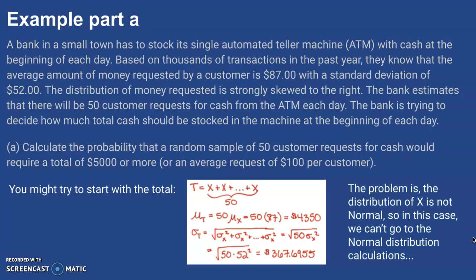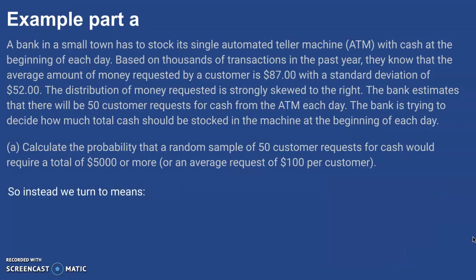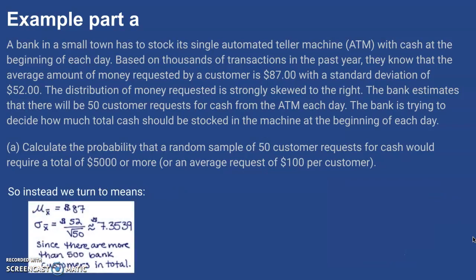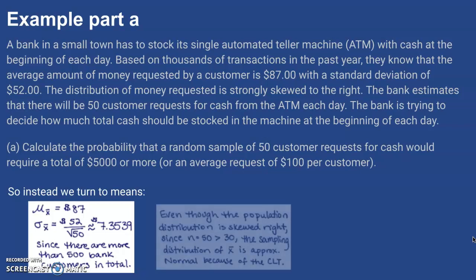So even though we've got the mean and standard deviation, we can't go to the normal distribution for calculations. So instead, we turn to means. The mean of the x-bars is $87, and the standard deviation is 52 over the square root of 50, or $7.3539. Since there are more than 500 bank customers in total, that formula is just fine.